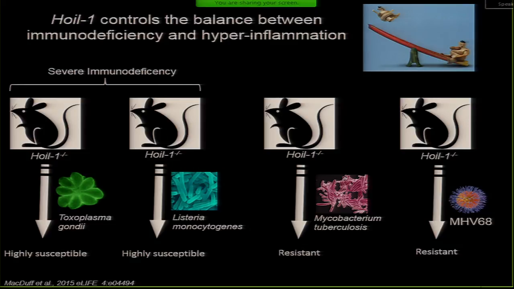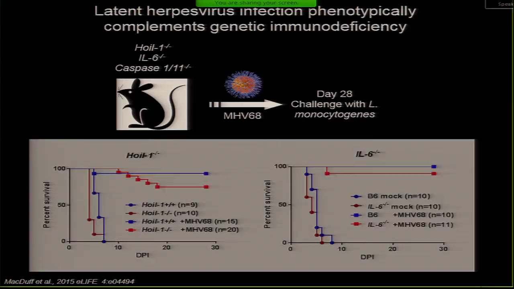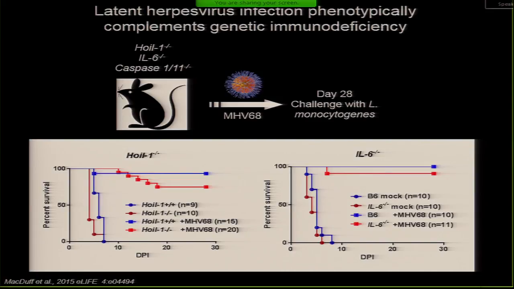Now remember that with immunodeficiency in humans, even for the same gene, you can have widely different phenotypes in the patients. So this is the experiment. We took the mutant animals, we gave them a latent infection, and then we challenged them with listeria. And this is what happens. These are the mice challenged with listeria. They die. They're very susceptible. And if you take the mutant mice and give them a chronic viral infection, you reverse the phenotype. So these are powerful enough effects that you can reverse a profound genetic immunodeficiency.